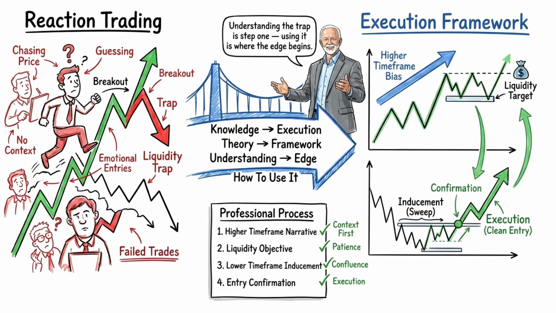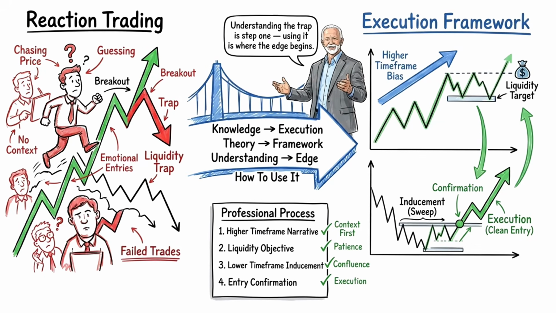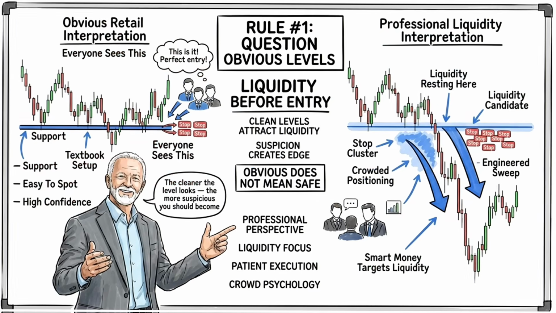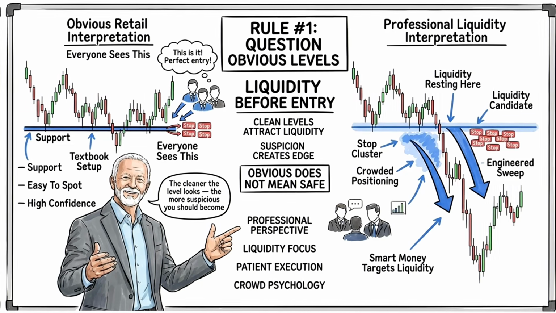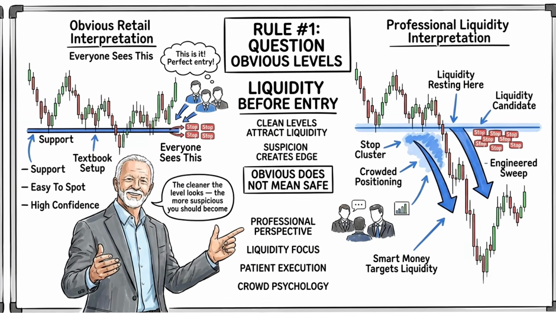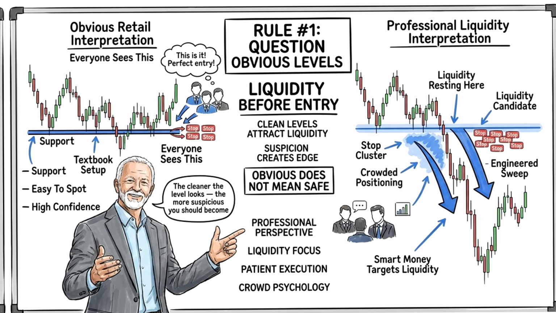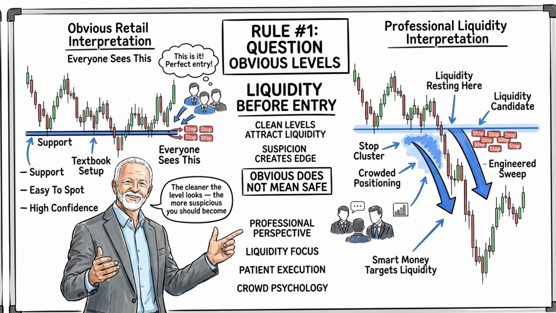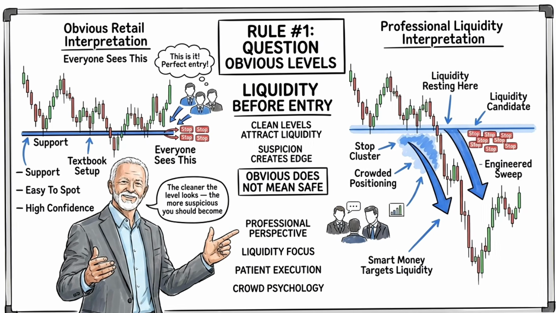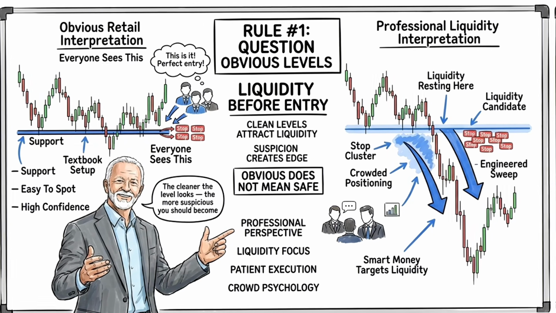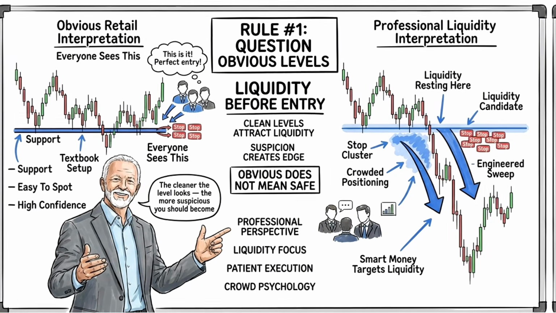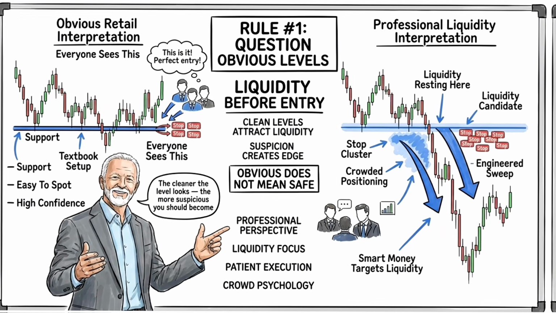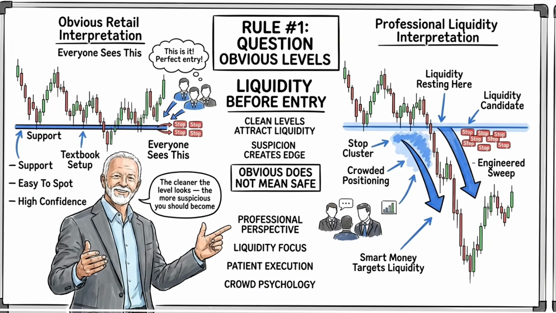Now the part everyone's been waiting for. How do you actually use this? Rule number 1, stop hunting the obvious levels. If a support or resistance level is obvious, if you drew it immediately without thinking, so did everyone else. That level is a candidate for a liquidity hunt, not a safe entry zone. Learn to be suspicious of clean textbook levels.